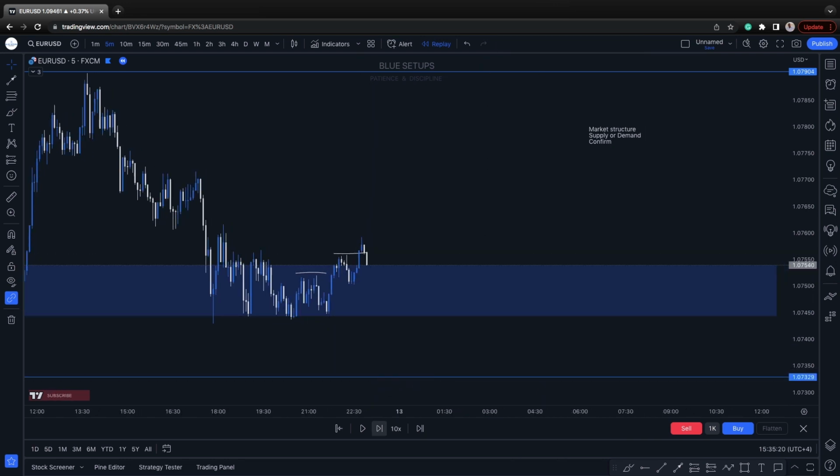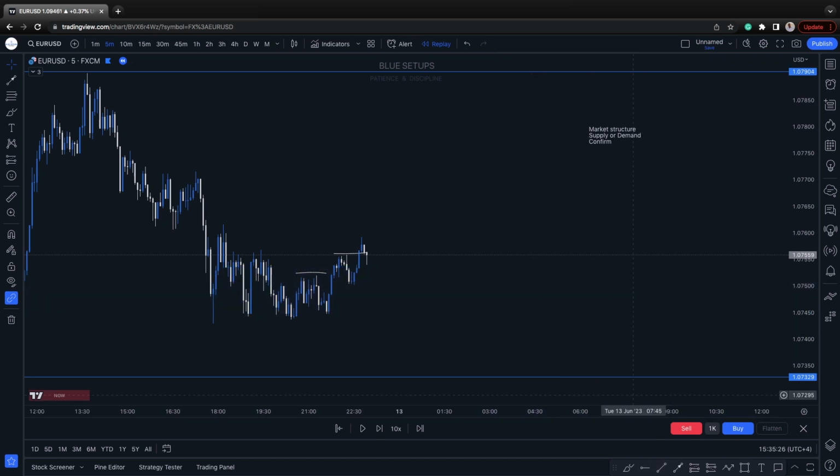Nicely break. Okay, so in this case as well, what does that mean? It actually means we have gotten a confirmed entry, and we want to see price come into that last move right there. We want to see this demand zone be tapped into before we move the market, right?